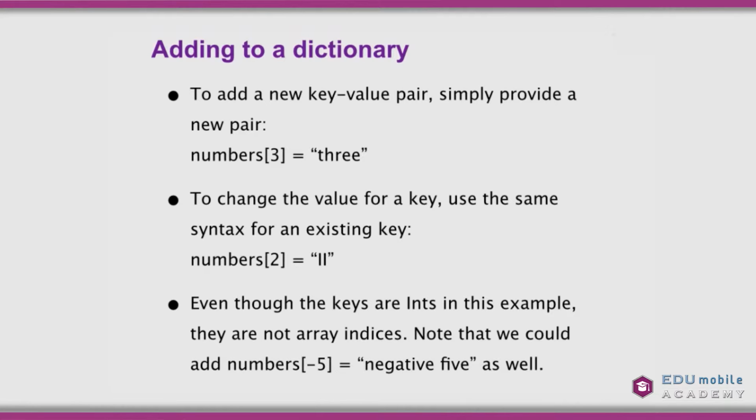If we want to change the value for a key, suppose we want to change only the value 2, where the key is the integer 2, to the Roman numeral 2, we can do it the same way. numbers[2] already exists. Even though the keys are ints in this example, once again, we don't want to say these are array indices of any kind. Note that we could also add numbers[-5]. We couldn't do that with an array because array indices must start at 0 and must increase monotonically. With a dictionary, we can supply any integer as the key, and this will work.